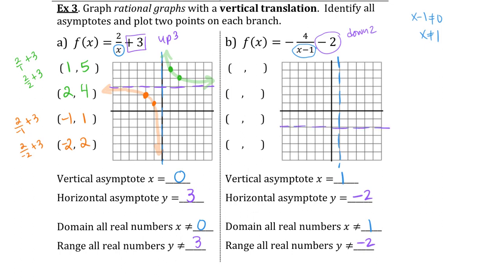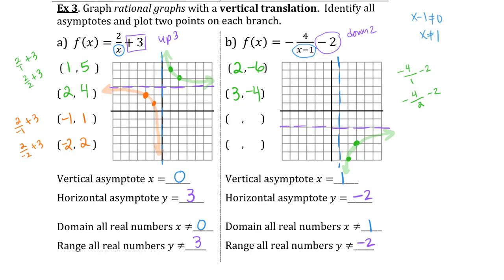Okay, let's plug in a couple points. My vertical asymptote's at 1. Let's plug in 2 and 3. Okay, so negative 4 divided by 2 minus 1 is negative 4, minus 2, negative 6. Negative 4 over 3 minus 1 is 2. Negative 2 minus 2, negative 4. So 3, negative 4. Okay, again, use your asymptotes. So it's going to go down, and it's going to level out up here eventually.